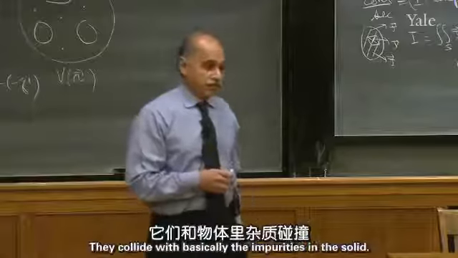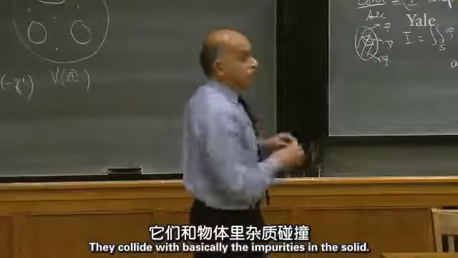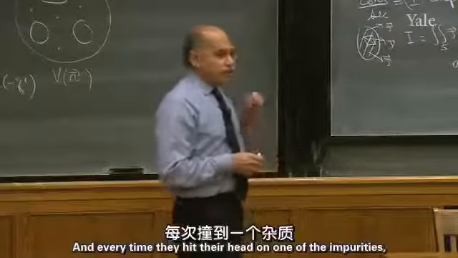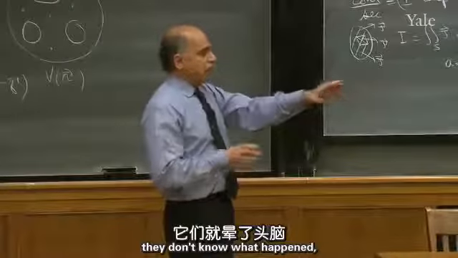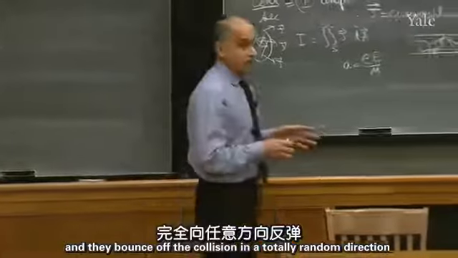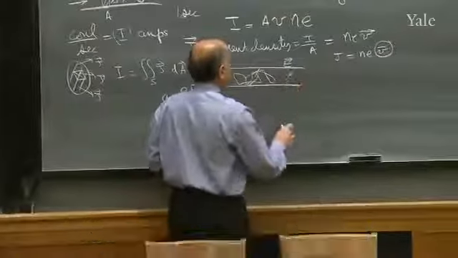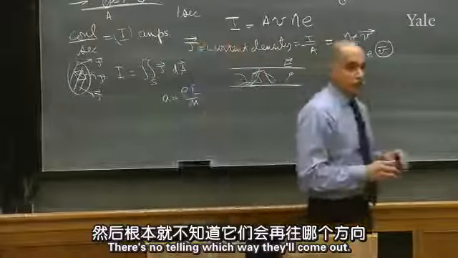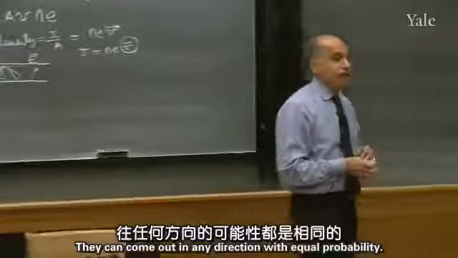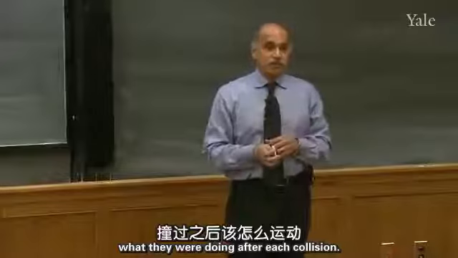They collide. They collide with basically the impurities in the solid. And every time they hit their head on one of the impurities, they don't know what happened, and they bounce off the collision in a totally random direction. So they may go in this direction, hit an impurity, there's no telling which way they'll come out. They can come out in any direction with equal probability. So they lose all memory of what they were doing after each collision.